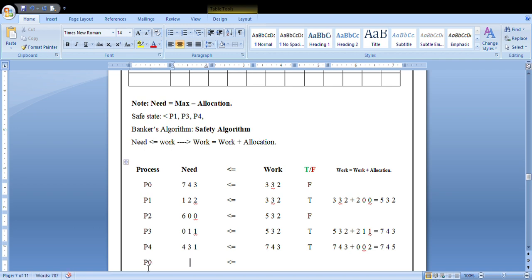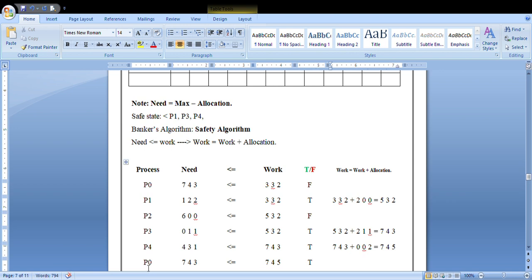Now what is the need for P0 process? Need will remain the same. So it is 743. This is the need value. Now what is the updated available value? 745. This is your updated available value. Now check the condition whether the need of P0 is lesser than or equal to work. Yes, now it is satisfying the condition. Now the condition becomes true.